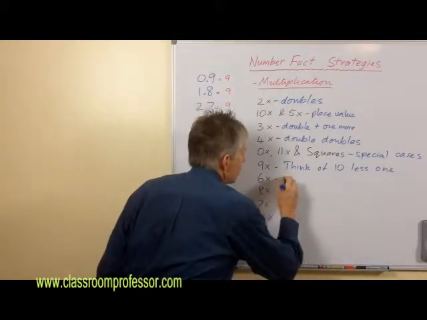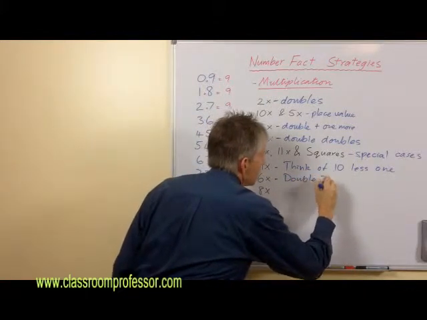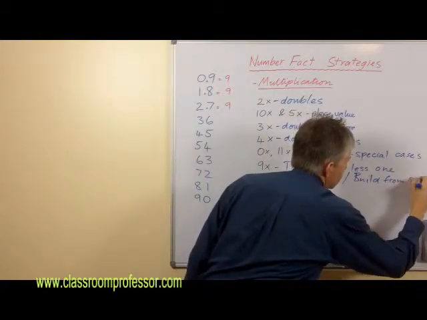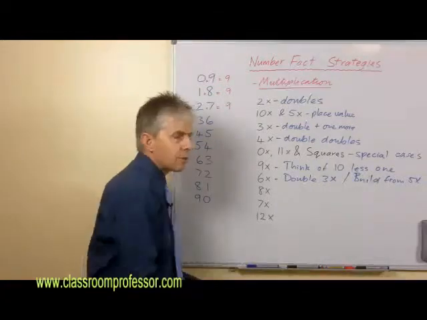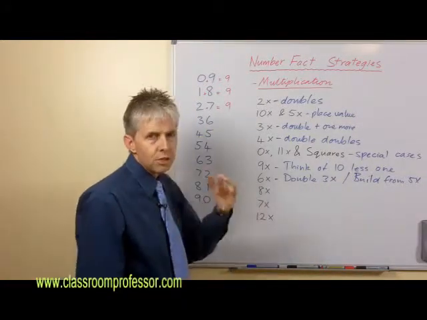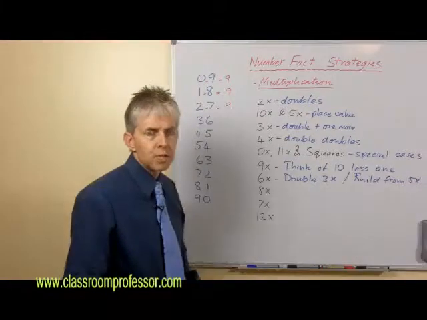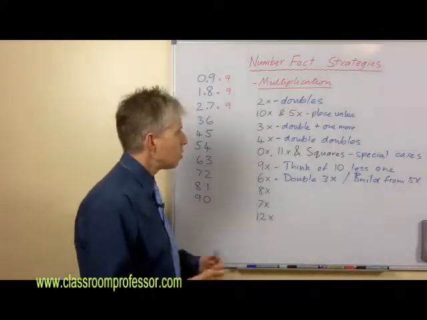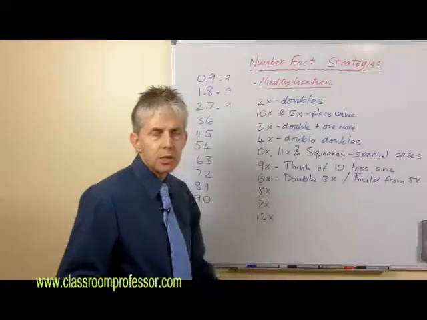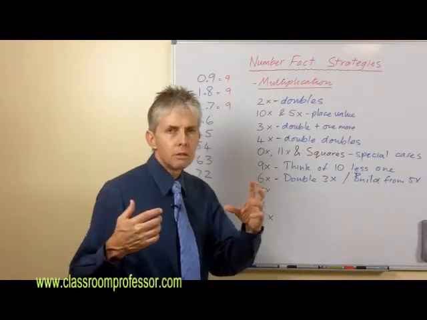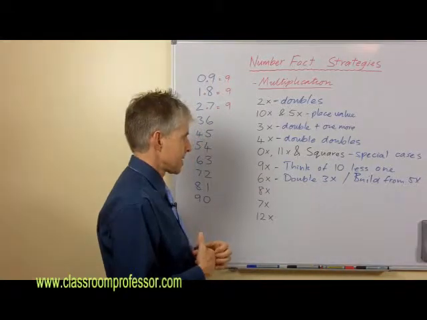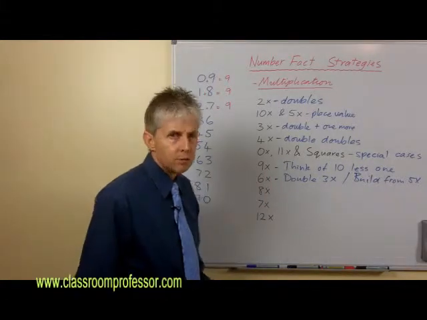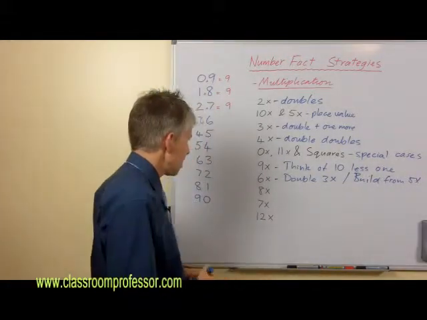6 times, we can do a couple of things here. We can either double the 3 times facts, or we can build from the 5 times facts. So if we know the 3 times securely, and we did that in the first half, we just double each one of those and we'll have the 6 times. For example, 6 times 7, what's 3 times 7? 21, double 21, 42. Or if we built from the 5 times, we would say 5 sevens are 35, add another 7, 42. And so that would get us the answer also.